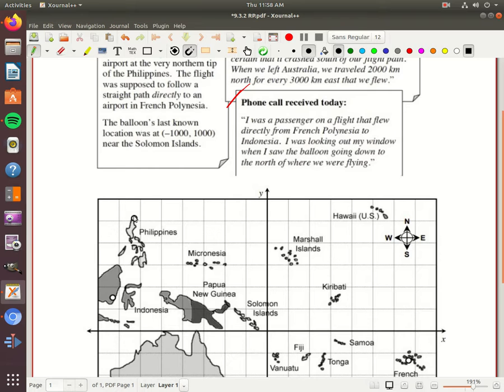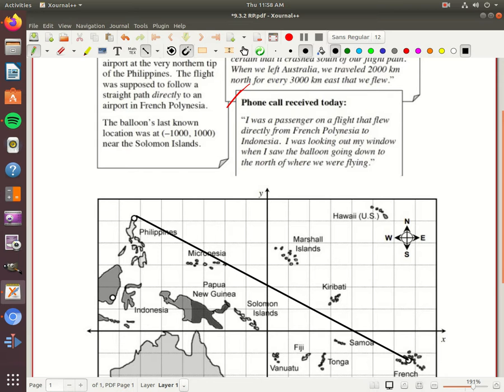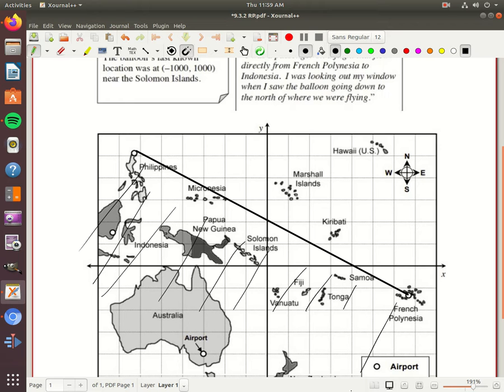So if we go here, I don't know, do I have a straight line tool? I think I do. That might come in handy. Okay, so it was supposed to go there, right? But the last time we saw it was in the Solomon Islands, which leads me to believe that it was going south of where it was meant to be, if that makes sense. So I'm getting something like that.